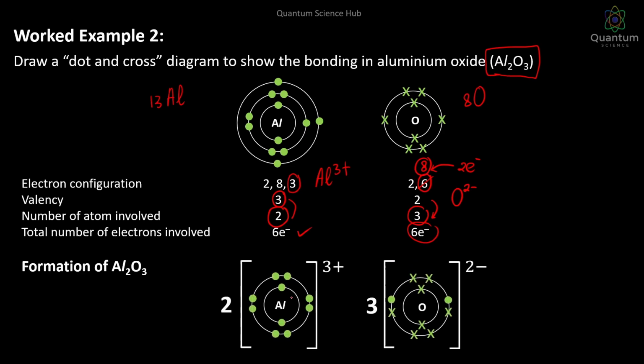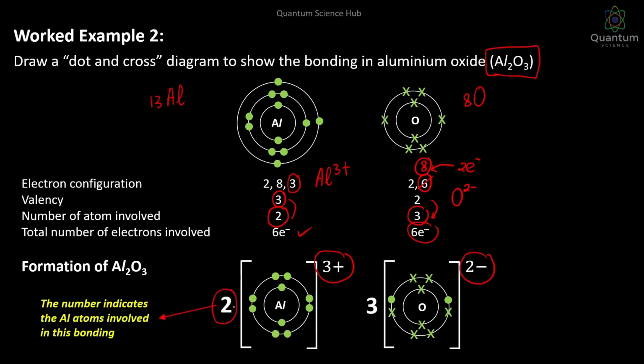As you can see, aluminum loses its third shell. Now it only contains 2 shells, right? And the second shell is full or stable. And the charge here will become 3 positive. The same thing happens with oxygen. Don't forget to put the charge in here. It's 2 minus, right? And how many aluminum are involved? There are 2 aluminum. So the number here indicates the aluminum atoms involved in this bonding.